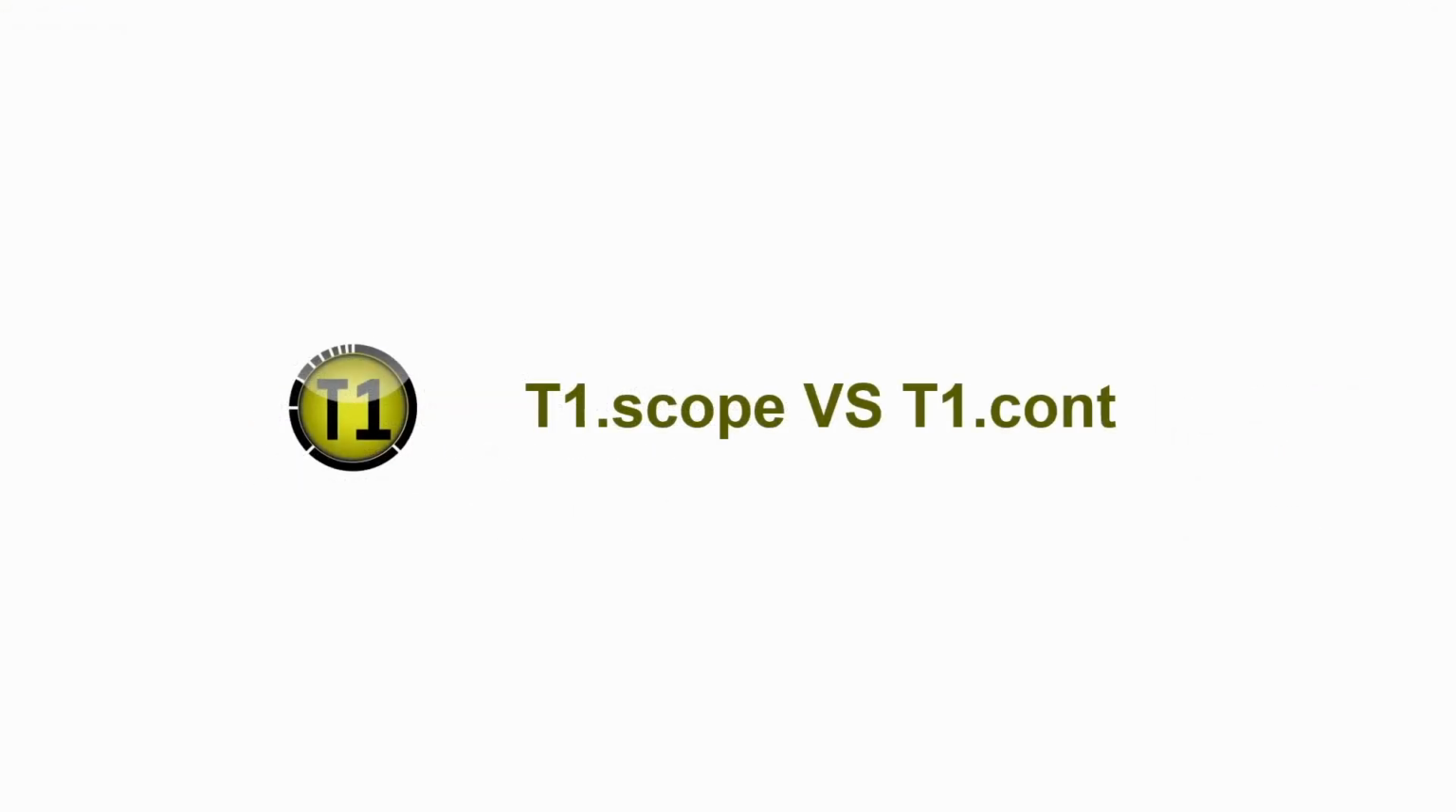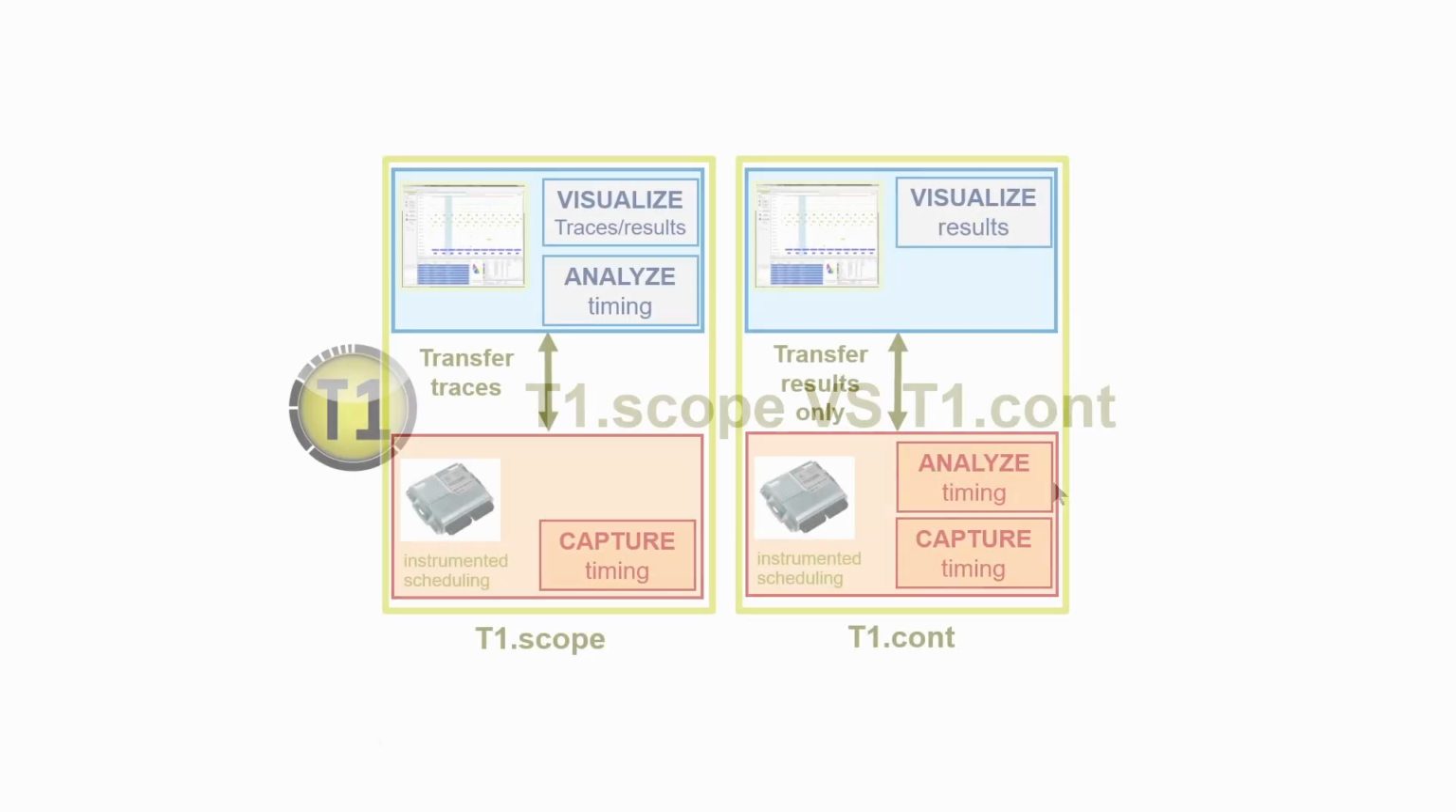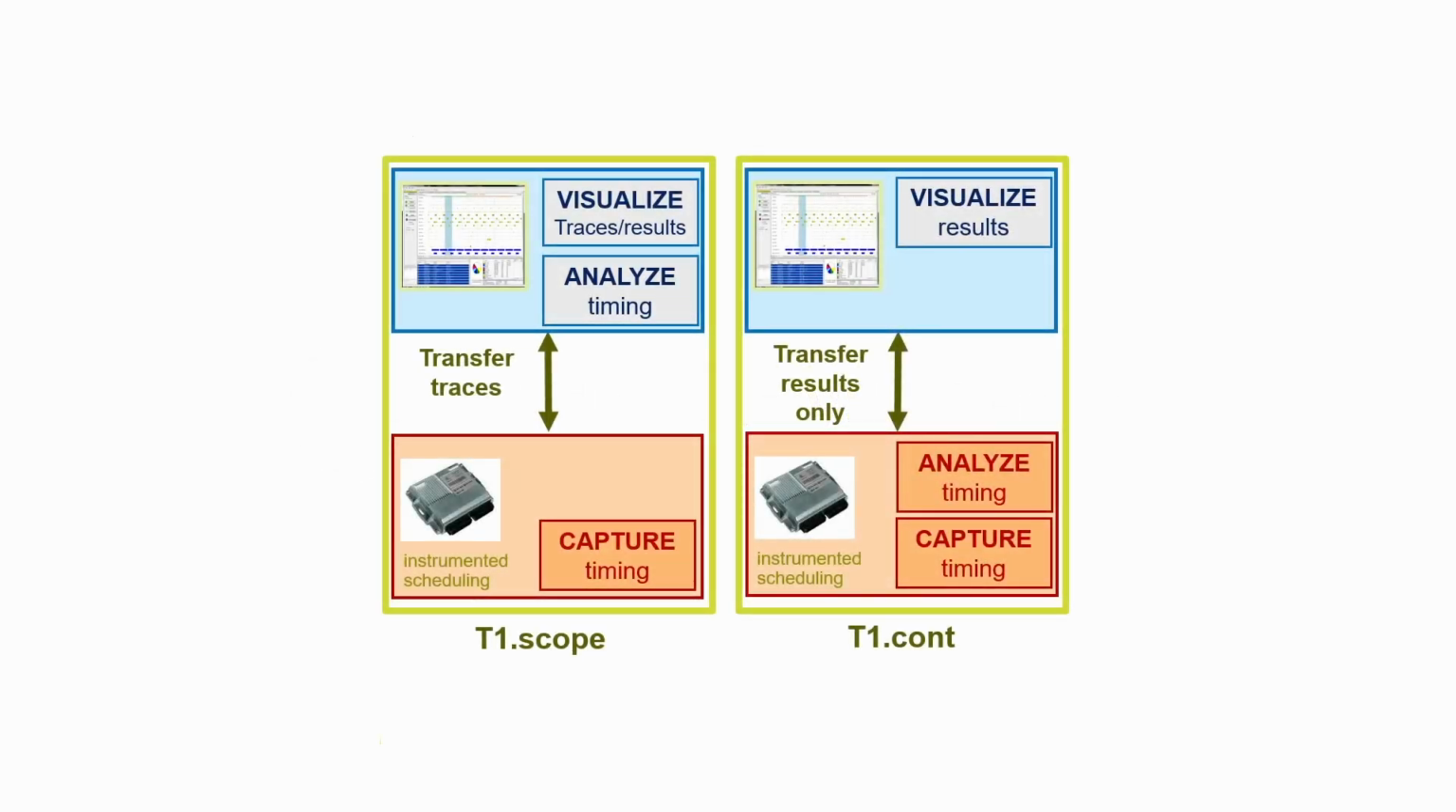Finally, let's summarize the difference between T1.scope and T1.cont in terms of usage and principle. Now we see the tracing principle of T1. On the ECU side, T1 is collecting trace events, such as task stop, activation and start, the start and stop of interrupts, and then stores these trace events into such a trace buffer. For T1.scope, all we need to do is to transfer all the contents of the trace buffer to the T1 host software. This is the working principle of T1.scope.